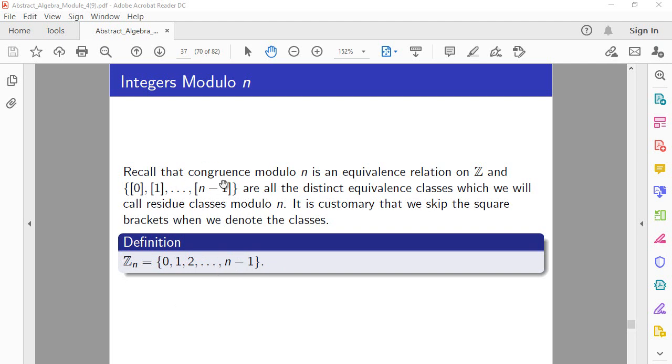Well, recall that congruence modulo n is an equivalence relation on the set of integers, and these are the distinct equivalence classes for this equivalence relation, and we also call them residue classes modulo n. And it is customary to skip the square brackets and just write the class representatives. So Zn is this.